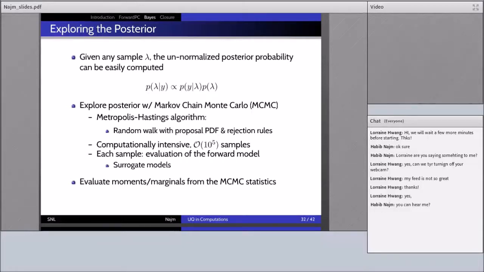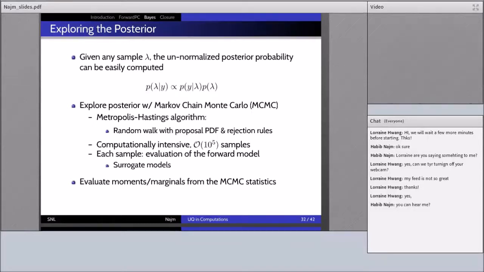simply goes in a chain, proposing at each step a new vector lambda, evaluating the likelihood in prior, and then accepting or rejecting that sample. And the net result is that the samples you are left with are samples that adequately represent the posterior density. The issue, of course, is that this is computationally intensive. You generally need many, many samples.